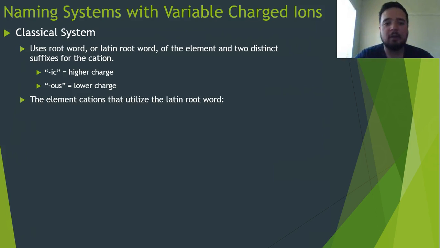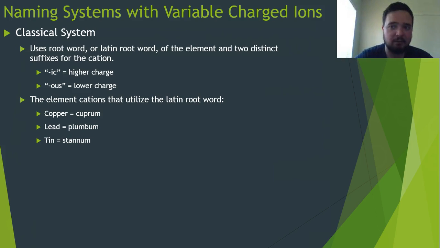The element cations that utilize the Latin root word: copper uses cuprum, the Latin root word for it. Lead uses plumbum. I know that sounds weird, but plumbum. Tin is stannum, which is where Sn for tin comes from. So if you're wondering why tin has Sn and not Ti like titanium, that's the reason why. And the same thing for lead. Lead is Pb instead of something like Le. So that Pb comes from the Latin root word plumbum. Iron, same thing. Fe comes from the Latin root word ferrum.